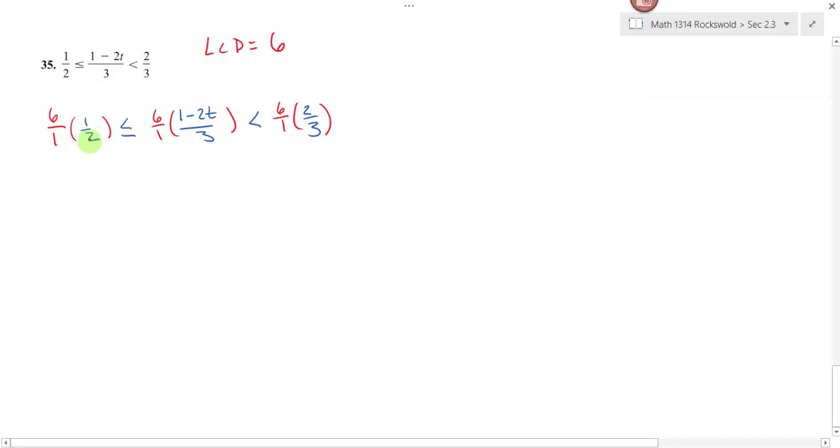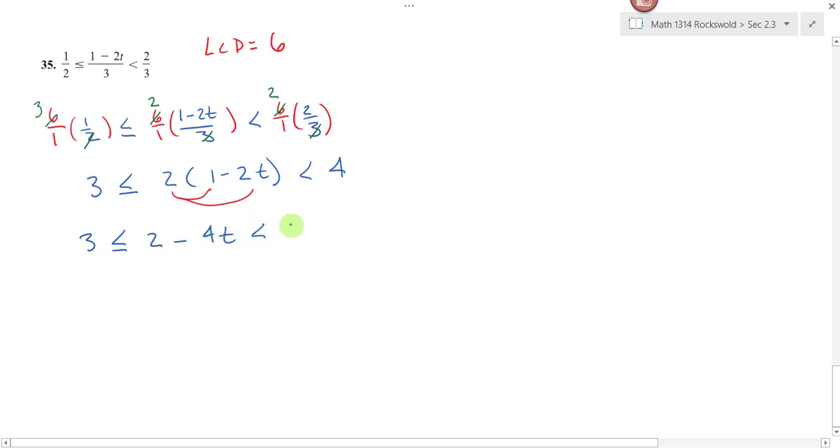Then we come along and cancel. 2 goes into 6 how many times? 3 goes into 6 how many times? And then 3 goes into 6 2 times. When we clean this up, we write down what's left over. I get 3 is less than or equal to 2 times 1 minus 2t is less than 4. Any questions? 2 times 2 is 4. This 2 is multiplied across these parentheses, so I've got to keep it in parentheses until I'm ready to distribute. So that's going to give me 3 is less than or equal to 2 minus 4t is less than 4.